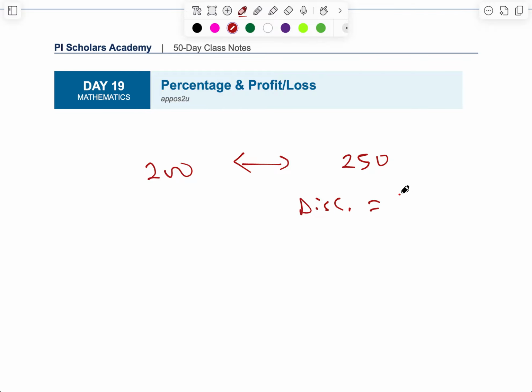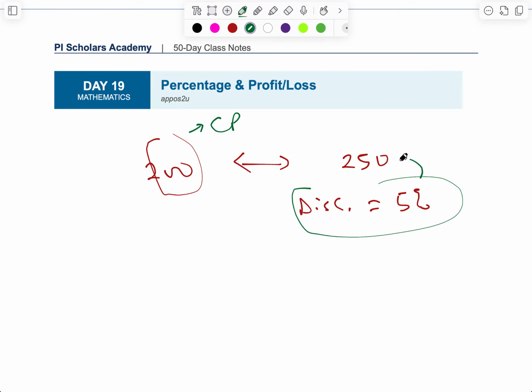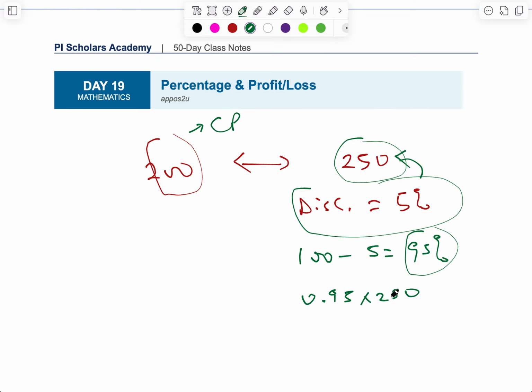So you can give a discount of, let's say, 5%. When you're giving a discount of 5%, normally before every calculation, I always do it with respect to the cost price. But in this case of a discount, you will do it with respect to the marked price. So discount is a reduction in the marked price. Therefore, you just say 100 minus 5, and that will be 95%. So in this case, your 100% is the 250, which is the marked price. So you now have 0.95 multiplied by 250.